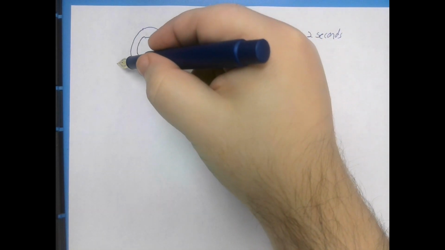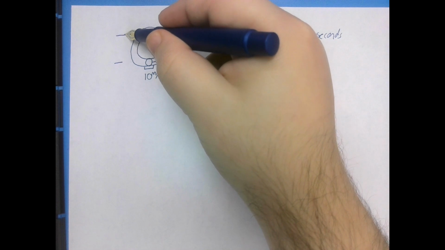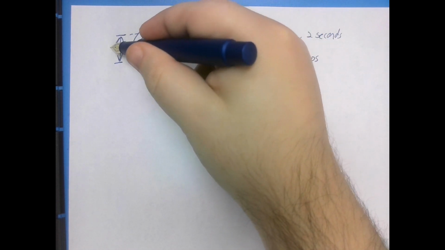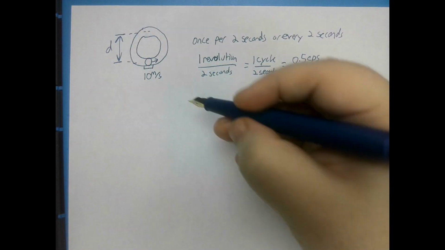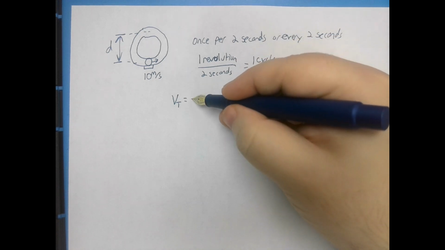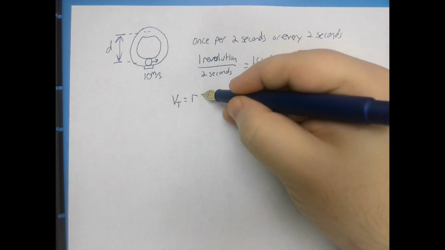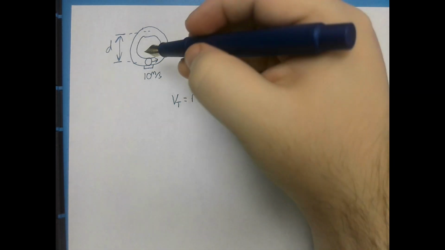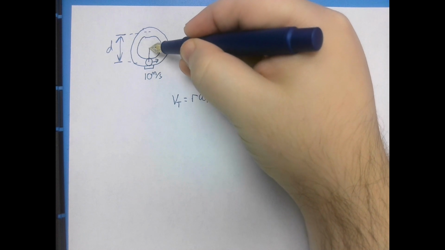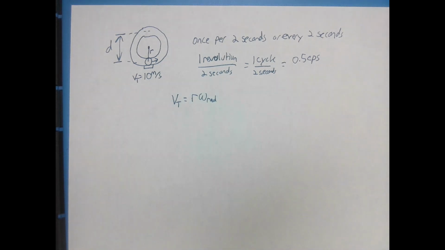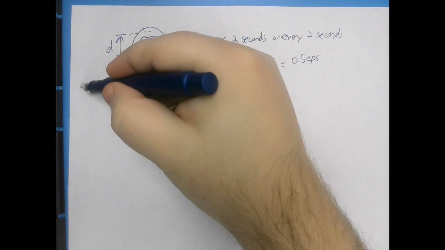And the question is, what is the diameter of this tube? I'll call it D. Well, we know that the tangential velocity is equal to the radius times omega in radians per second. So here is the radius. This would be the tangential speed. And we're trying to solve for diameter. What is the diameter?